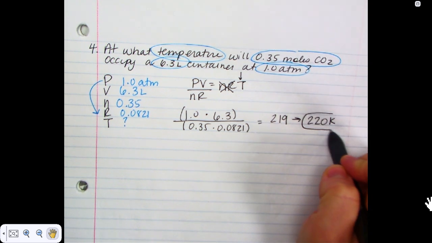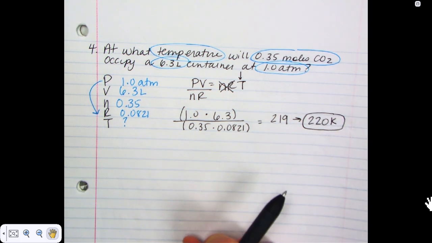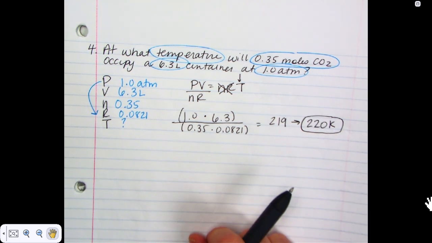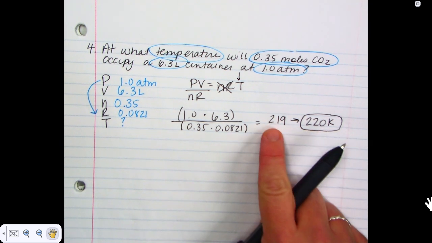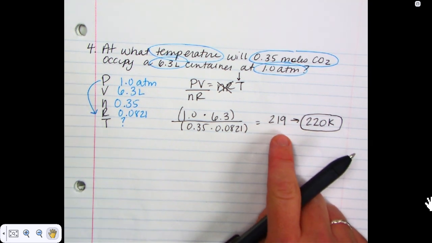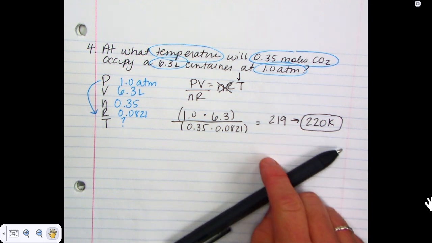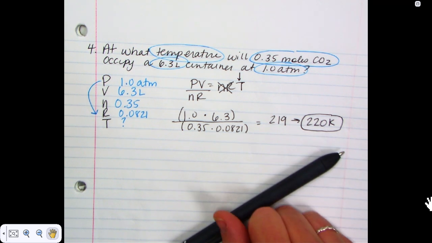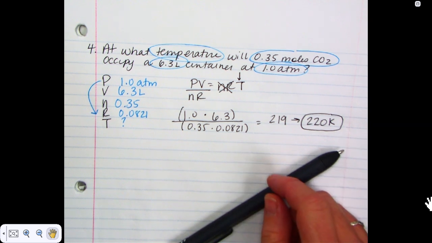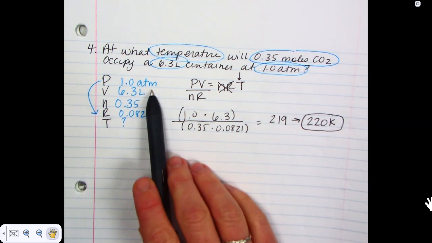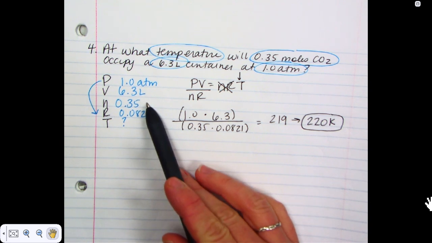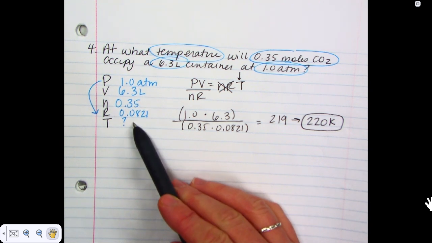So the question did not specify Celsius or Kelvin, so I'm going to leave it. If it did specify Celsius, remember that I would just take my Kelvin number pre-sig figging and subtract the 273. In this case, we'd get a negative number. So that's pretty much it for the ideal gas law. Just make sure you watch your units. Has to be in liters, has to be in moles, has to be in Kelvin. Okay.